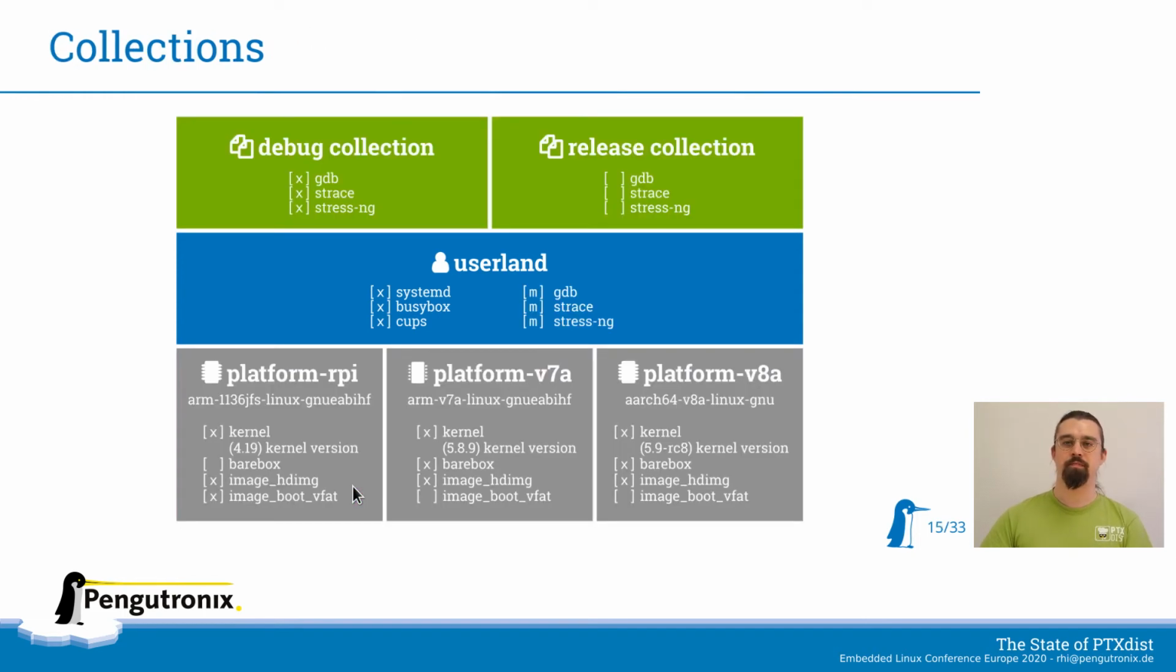Then there are collections. This is all about different software configurations on the target. For example, if you want to have GDB and strace and stress-ng for debugging, you could have a debug collection, and then you would need to set these packages to M. This is the tri-state value, as I mentioned before. Then you would, in your debug collection, set them to yes, so they are built into the image. And in another release collection, you would just disable them so they don't get built into the image for release.